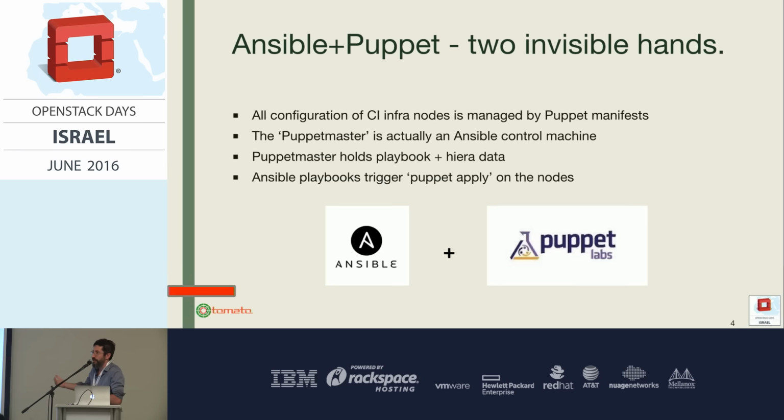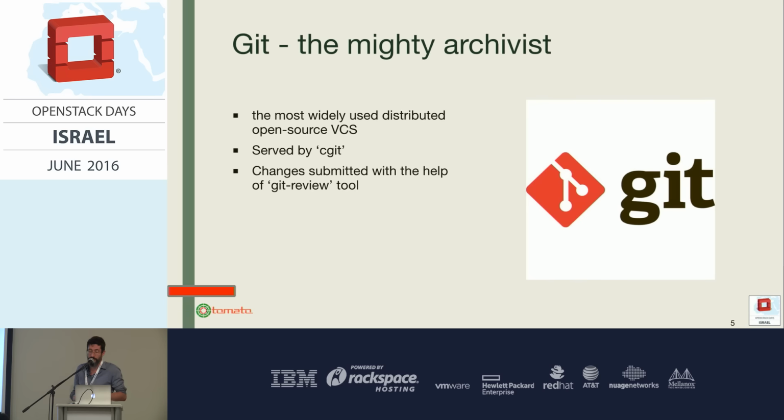So the story is they started using Puppet to manage the CI infrastructure nodes, but at some point they gave up the Puppet master. So now there's a node that's called Puppet master, but it's only historically called so, because what it now holds are Ansible playbooks that are triggering Puppet apply on the actual nodes. These are two, Ansible and Puppet, two invisible hands managing the CI infrastructure nodes.